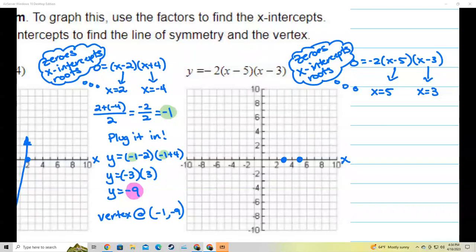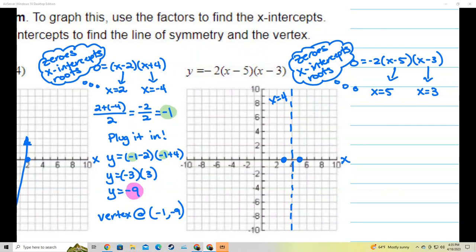Now that I have my x-intercepts, I can find the line of symmetry. The line of symmetry needs to be right smack in the middle of those two. And it looks like this time my line of symmetry is passing at x equals 4. If it's easy to tell, then just go ahead and write x equals 4. I'll be able to understand.